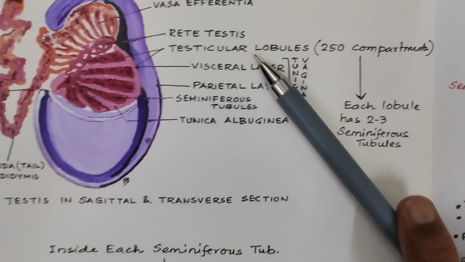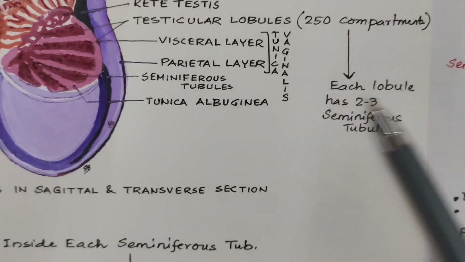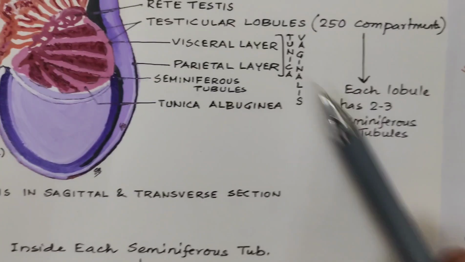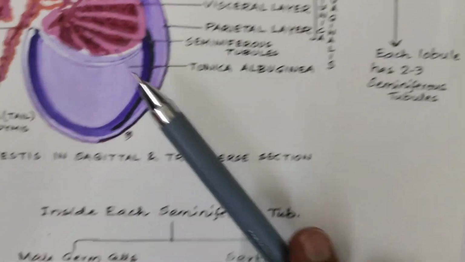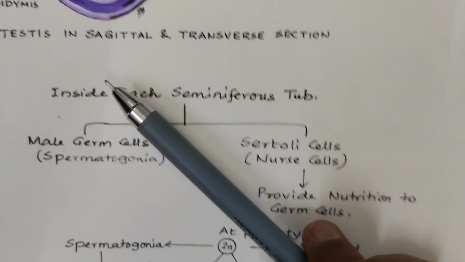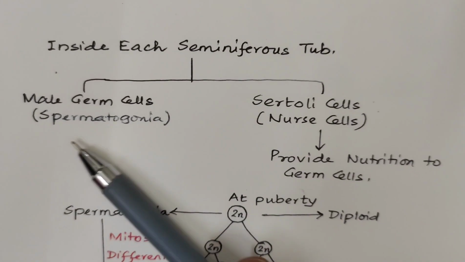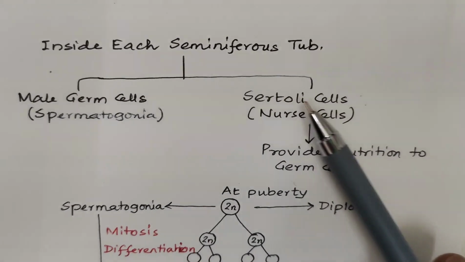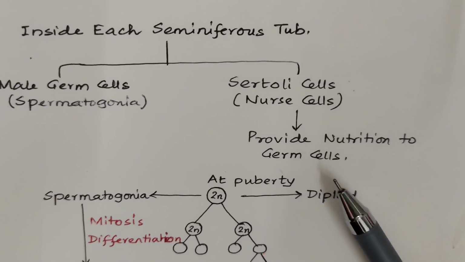The testicular lobules, there are about 250 compartments. Each lobule has 2 to 3 seminiferous tubules. Inside each seminiferous tubule, there are male germ cells called spermatogonia and the Sertoli cells, called nurse cells, which provide nutrition to the germ cells.